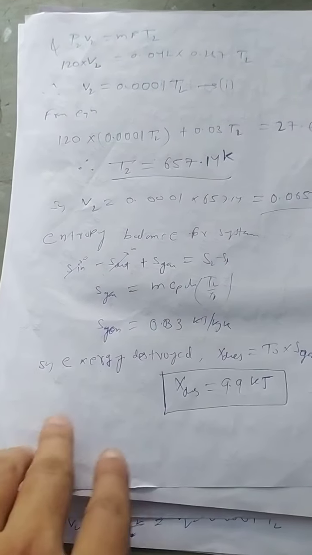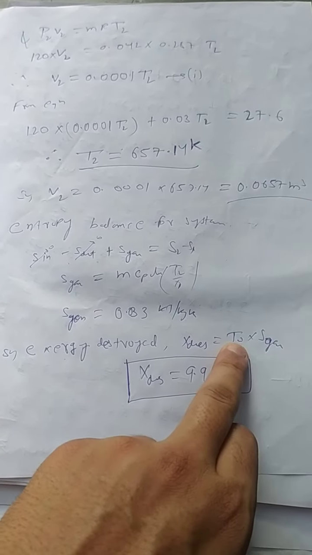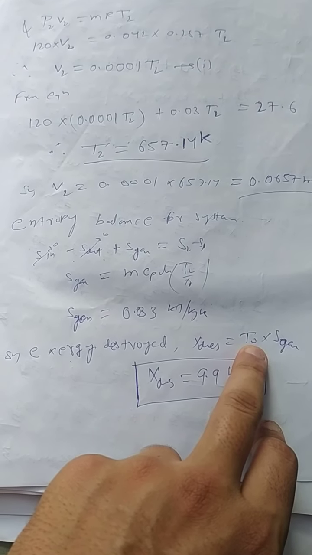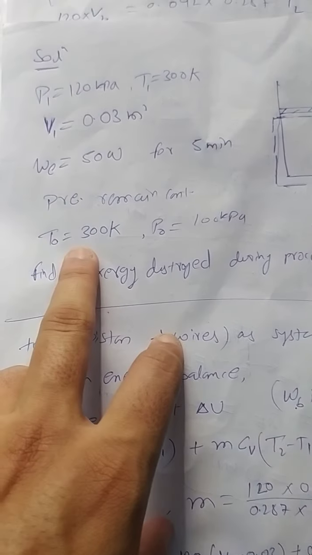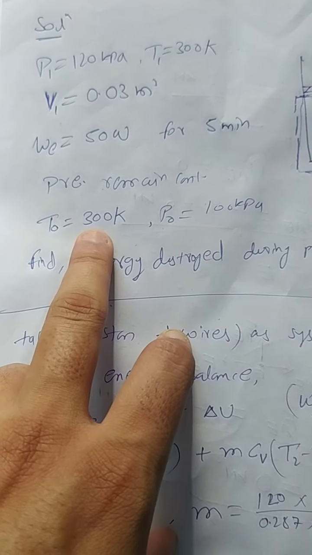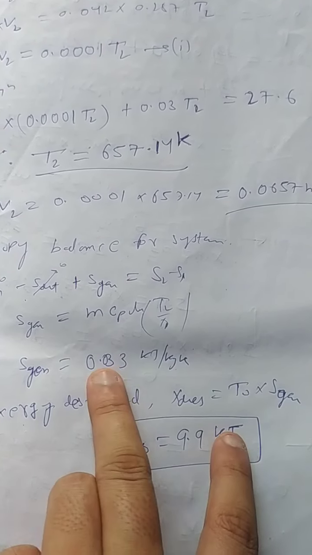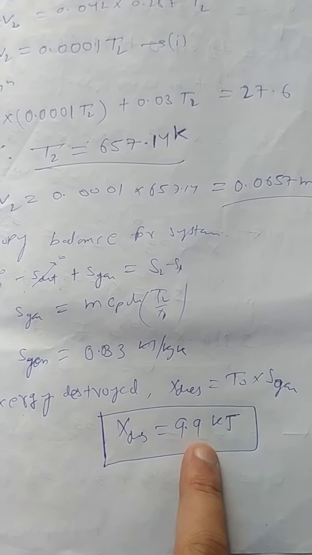So the equation for exergy destroyed is equal to T naught into S generation. T naught is the ambient temperature. So ambient temperature is how much? Let me see. So ambient temperature is 300 K. So putting the value 300 into this S generation, we get 9.9 kilojoule exergy destroyed.